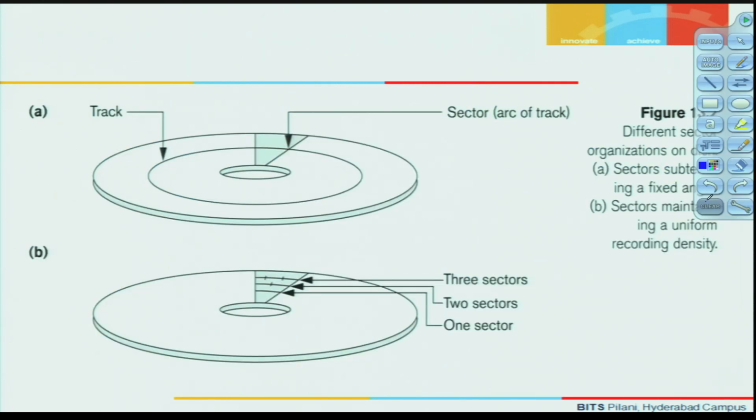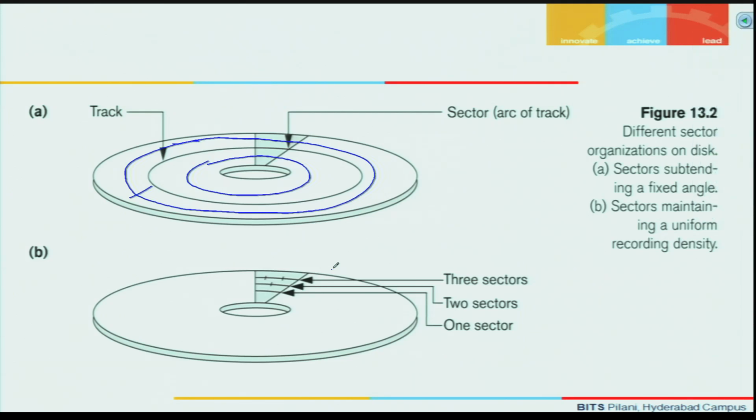We know that these are the tracks. This is a track, and one more track can be there somewhere like this, and one more track somewhere like this. These are concentric circles, and these tracks are divided into sectors. One sector may contain more than one block, or sometimes the sector size and block size could be the same. And we have different kinds of sector organizations on disk.